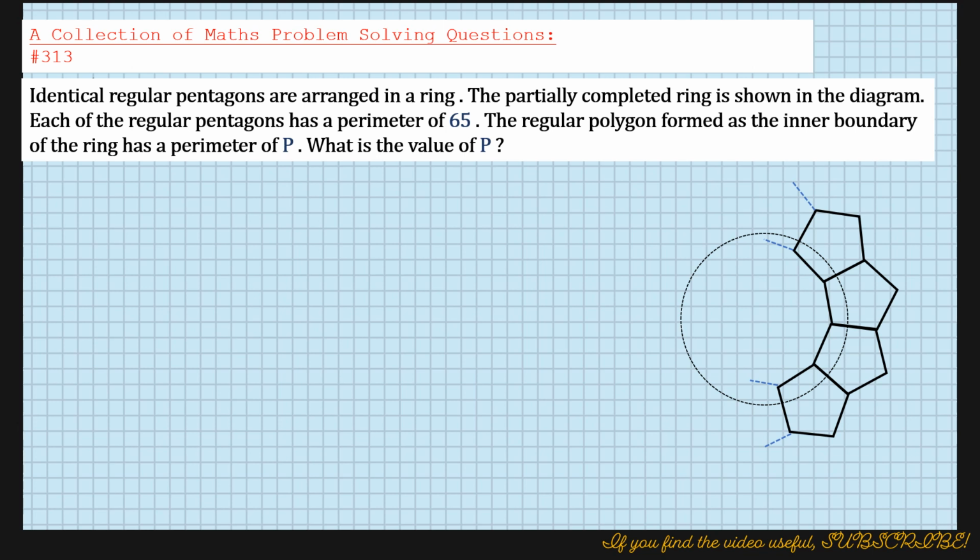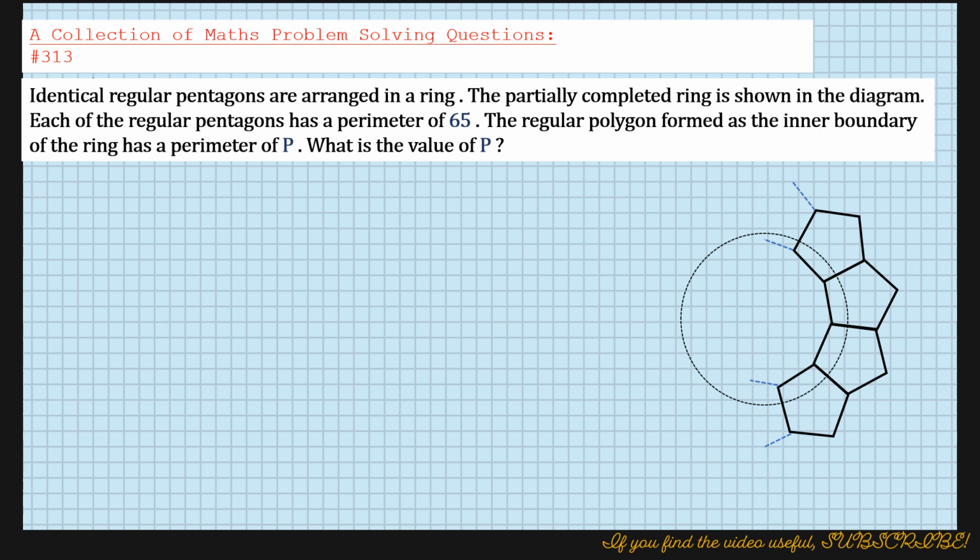Each regular pentagon is arranged in a ring. The partially completed ring is shown in the diagram. Each of the regular pentagons has a perimeter of 65. The regular polygon formed as the inner boundary of the ring has a perimeter of p. What is the value of p?